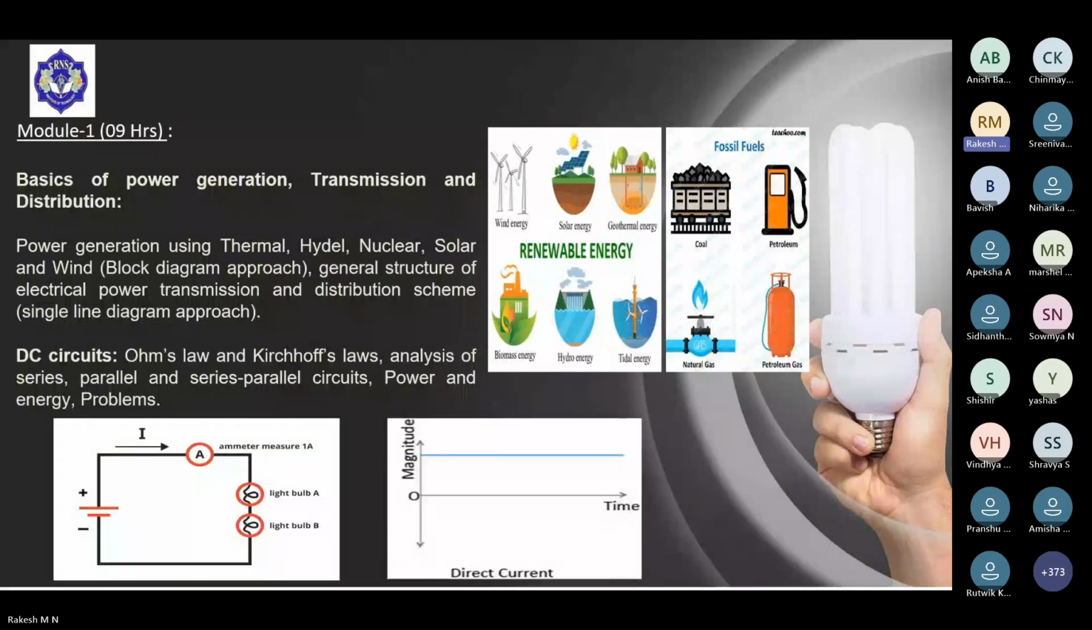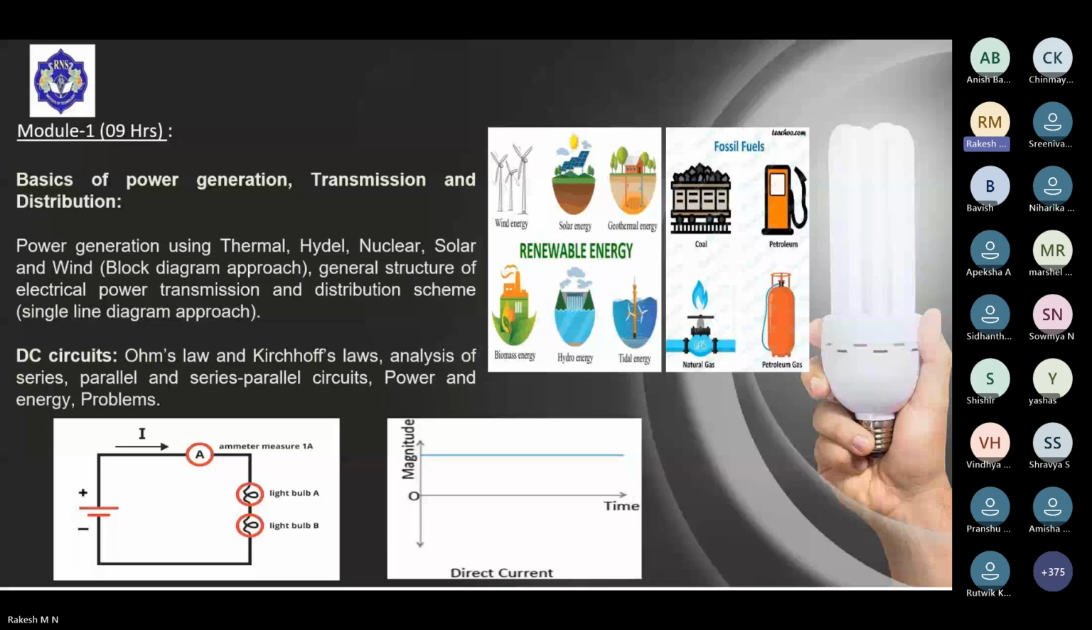The second part of module 1 is very simple, which you might have already learned in your high school and PU, that is DC circuits, where you will be refreshed with basic laws of electricity, Ohm's law, Kirchhoff's law. Probably all these things have already been told in your bridge course by now by another professor. Analysis of series, parallel and series parallel circuits, definition of power and energy, and some simple problems related to this.